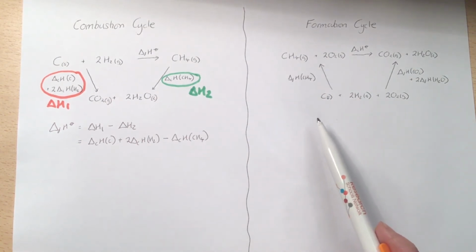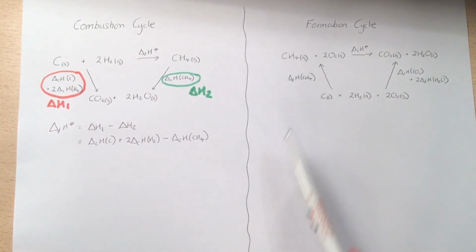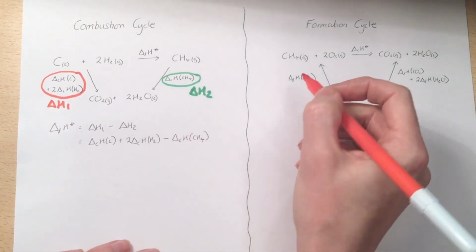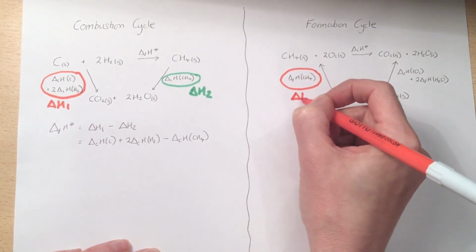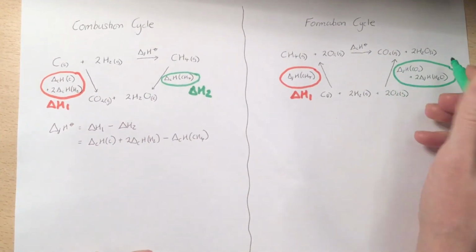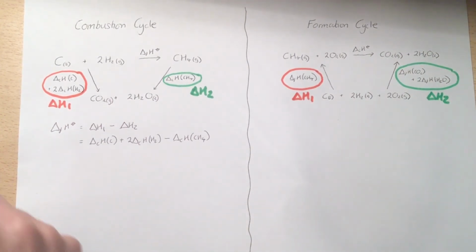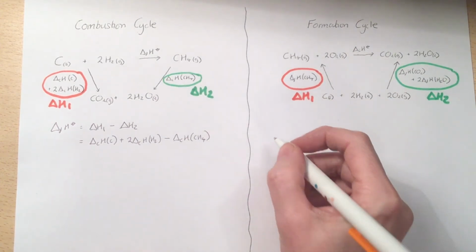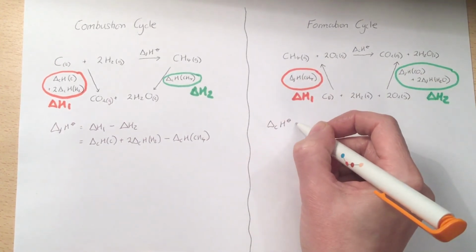You'll probably get the right answer if you don't balance it down the bottom, but you won't necessarily get all the marks for drawing your cycle in an exam question. Again, we can have a look at simplifying some of these enthalpies just to have a think about how it's different from the combustion cycle. So if again we make this delta H1 and this delta H2, and then we look at how we calculate our overall enthalpy change. In this case, that's an enthalpy of combustion, but it could be any reaction across the top.